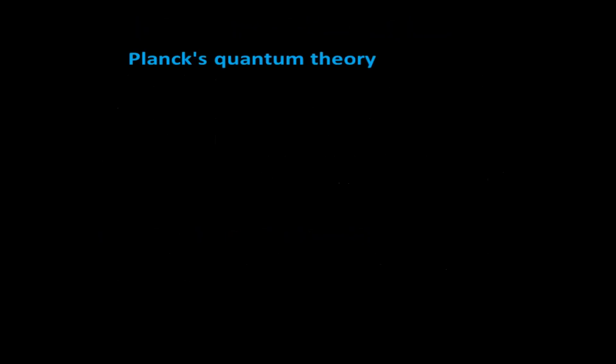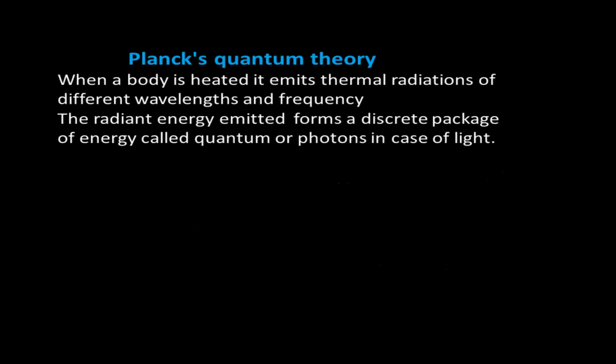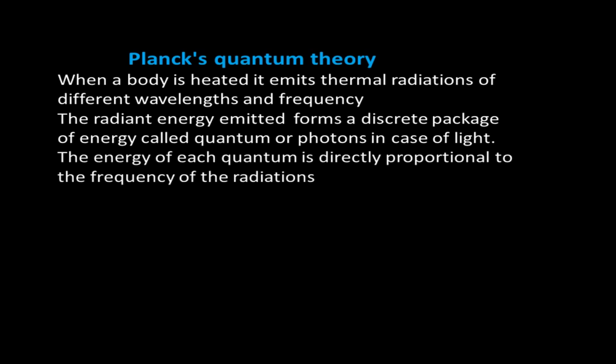Planck's quantum theory. Planck's quantum theory states that when a body is heated, it emits thermal radiations of different wavelengths and frequency. The radiant energy emitted forms a discrete package of energy called quantum, or photons in case of light. The energy of each quantum is directly proportional to the frequency of the radiations. So he gave the relationship E varies directly to ν, where E is the energy and ν is the frequency.